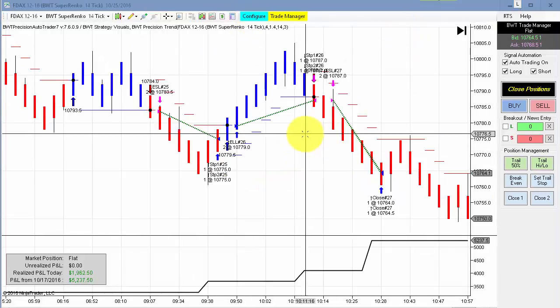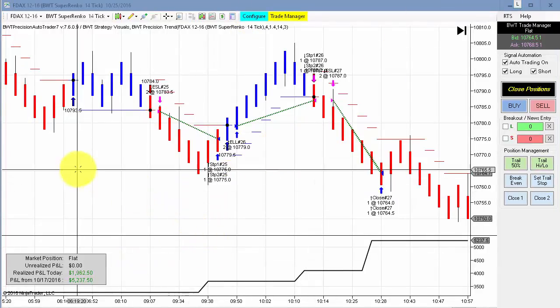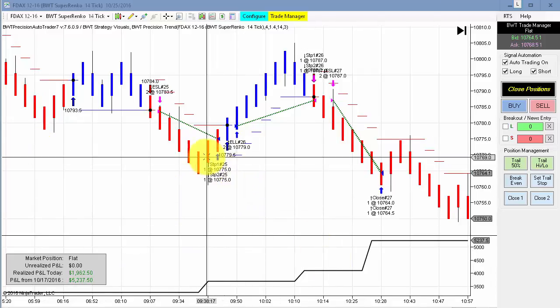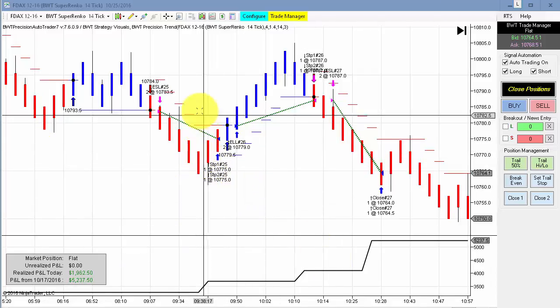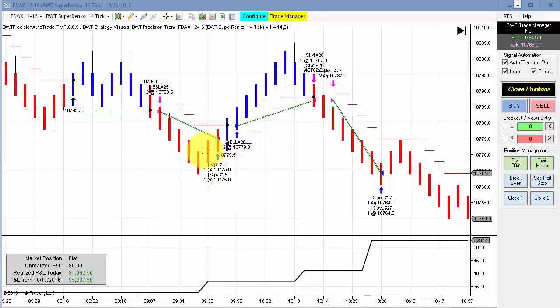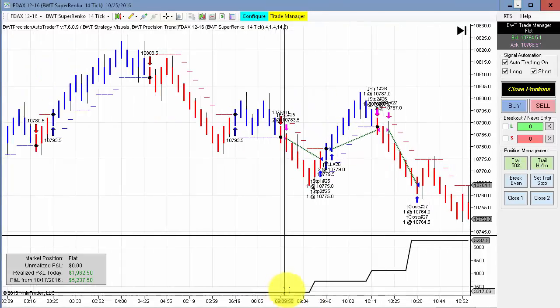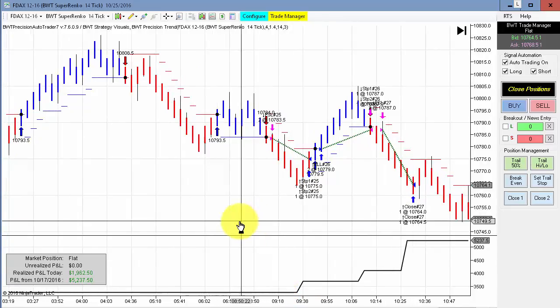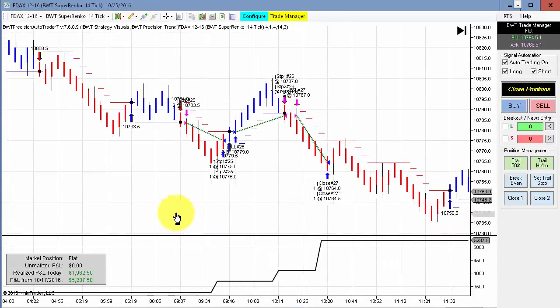Okay, the big winner of the day was the DAX on the Superenco 14 tick, and it doesn't take much for the DAX to run up to $2,000 in profit on two contracts. We had 3 winners and no losers, and if I kind of tighten this up a little bit, you can kind of see this perspective here.